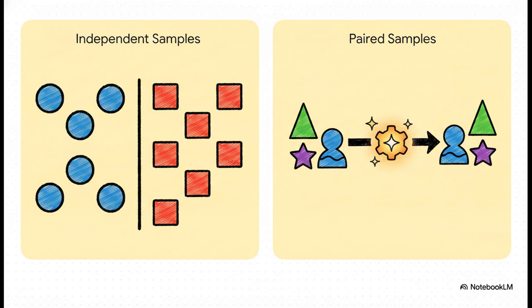On the flip side, the paired samples T-test is what you use when you're looking at the exact same group of subjects twice. Think of it like a classic before and after scenario.